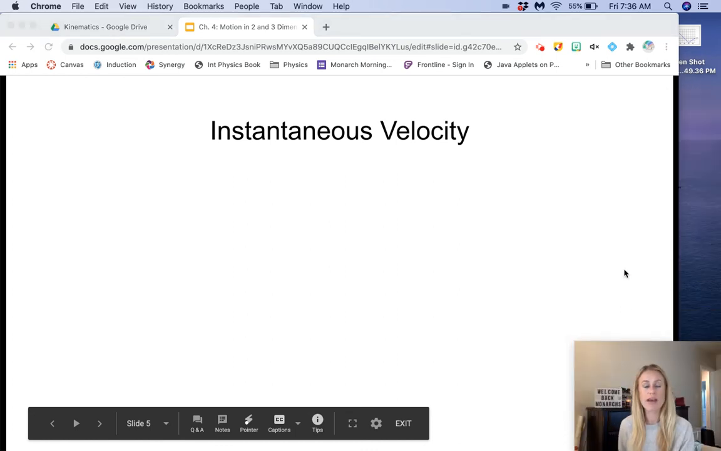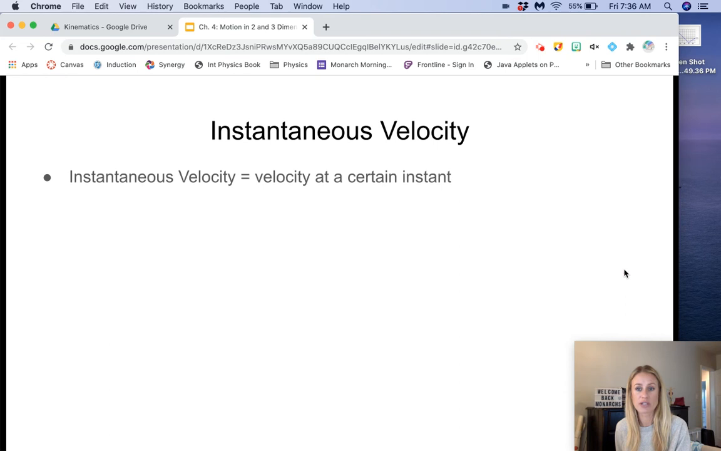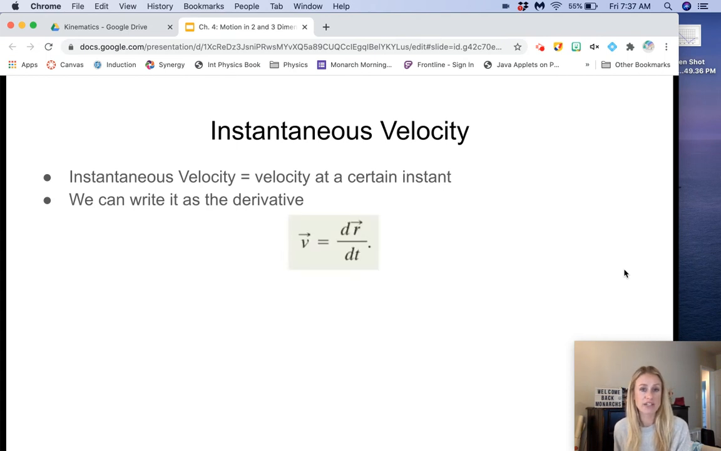All right, so instantaneous velocity. We know that that was just average velocity without an acceleration, right? That's when we use the average velocity equation. Instantaneous velocity is when velocity is changing and we have an acceleration, so it's changing a lot. Instantaneous velocity is the velocity at a certain instant. We can write it as the derivative. We know that it's the derivative of that position, okay? Displacement. So we get velocity vector is equal to the derivative of the displacement equation.